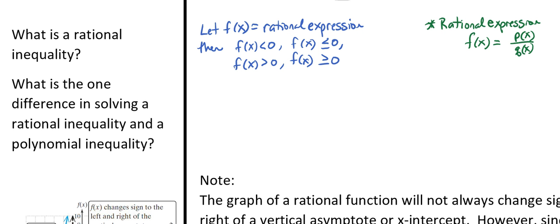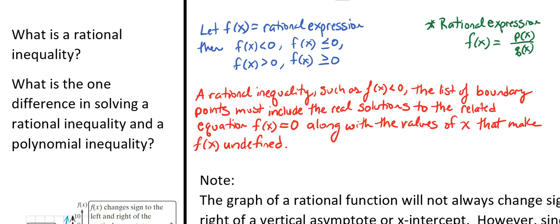Now there's one difference in solving a rational inequality and a polynomial inequality. And that's that for a rational inequality, such as f of x is less than 0, let's say, the list of boundary points must include the real solutions to the related equation of f of x equals 0, along with the values of x that make f of x undefined.